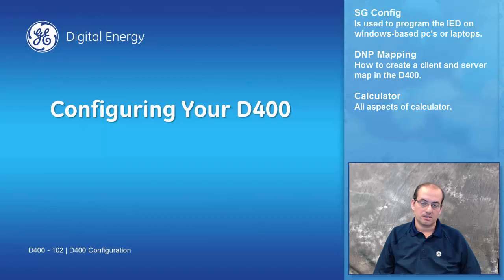With the hardware section done, in this section we'll be covering the client and server mapping of the DNP, and we'll be covering the calculator expressions, whether it's an evaluation expression, a quality expression, type conversion, assignment, how to do timers, and how to do averages in calculator.